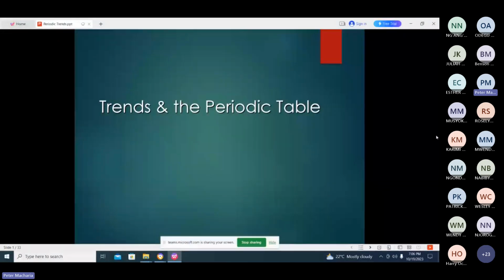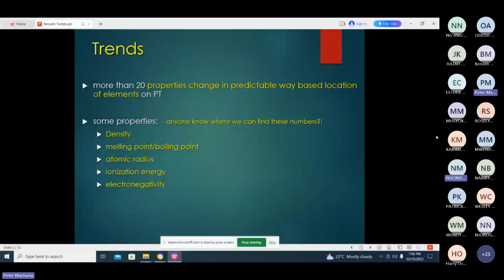Trends and the periodic table. So what are the trends that run across the periodic table? Now, there are more than 20 properties that change in a predictable way. A periodic table is a table where we place elements by representing them with their symbols, in a table that consists of rows and columns. Rows represent periods, from row 1 to row 7 for the known elements.